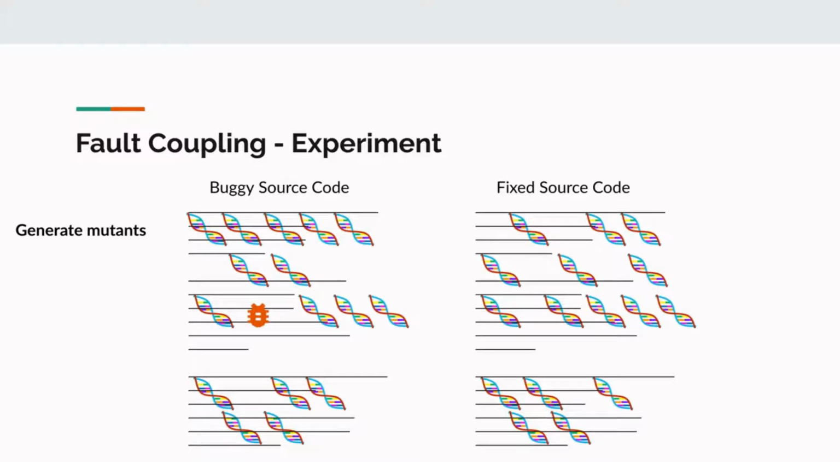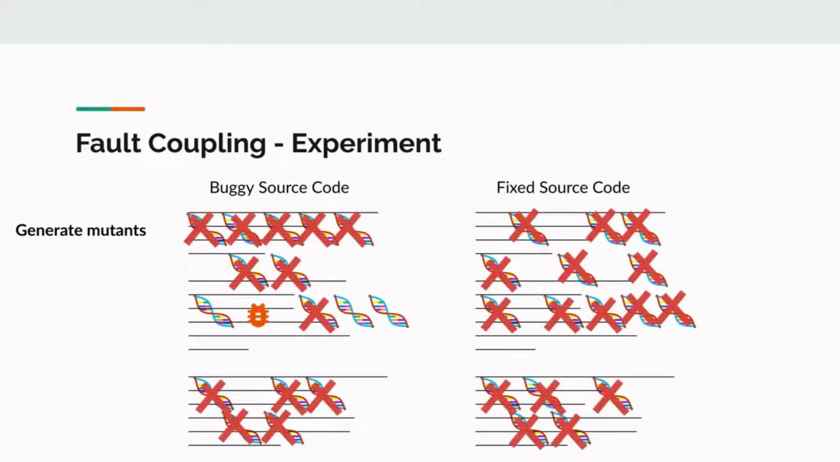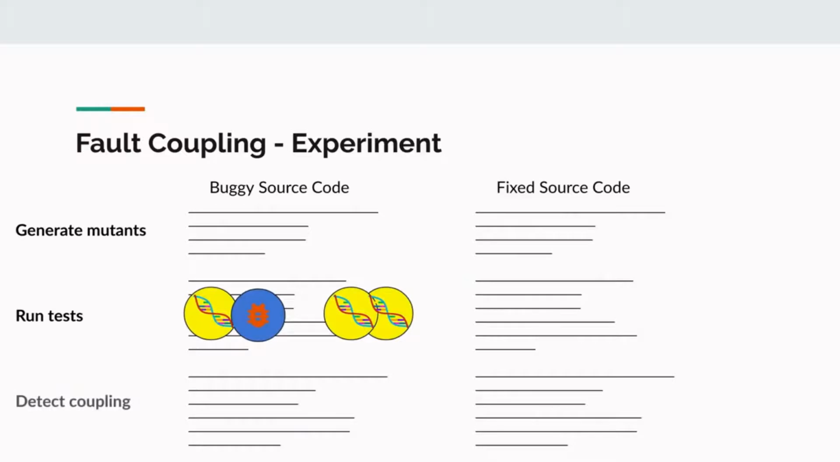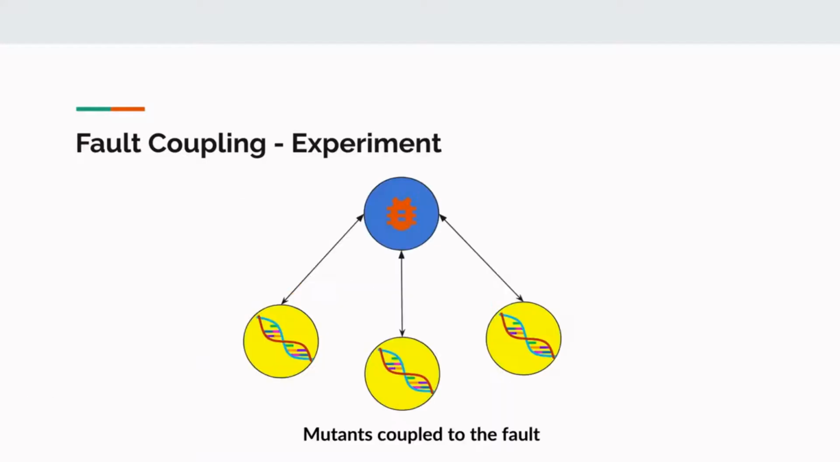Now, we executed all the tests on both sides of the experiment, and here we marked the mutants that were killed by the test. The next step is to detect whether there is some kind of coupling between the mutants and the bug. And that means that there has to be some mutants that are live in the buggy source code around the bug, that are dead, that are killed in the fixed source code by the newly added test case. And indeed, we call these mutants coupled to this fault.